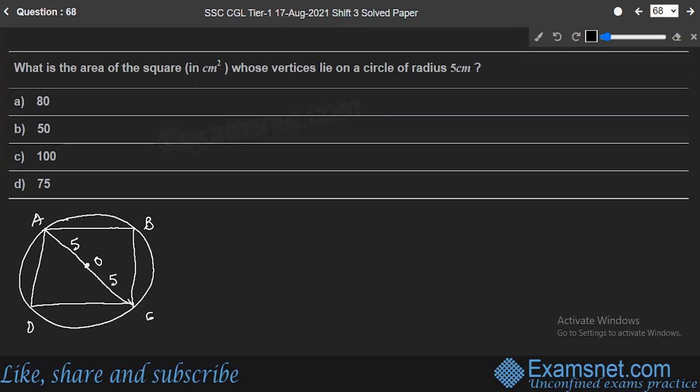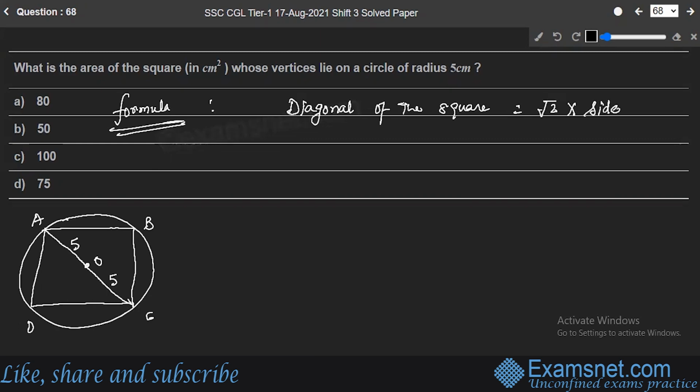We'll be using certain formulas in this question. First of all, you need to know the formulas. This is a very good formula because it will really cut short the length of your question. In exams, you don't have that much time, so be particular in remembering these formulas. First, the diagonal of the square, if the square is inside a circle, is equal to root 2 into side. Also, area of square is equal to side square.